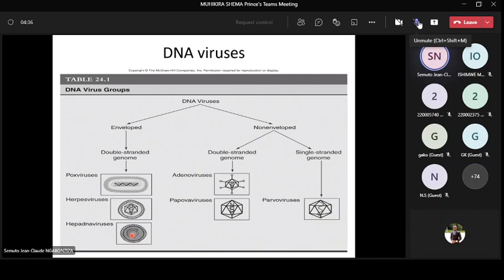Among the non-enveloped, we have single-stranded parvoviruses. But with a double-stranded genome, we have adenoviruses and papovaviruses. And only among these, poxviruses replicate in the cytoplasm. Where do the others replicate? In the nucleus. Except poxviruses, which carry their own enzyme packaged and so can replicate in the cytoplasm, and they are the largest viruses.